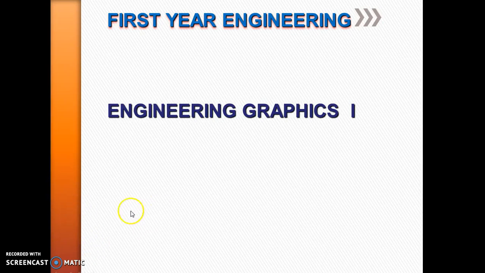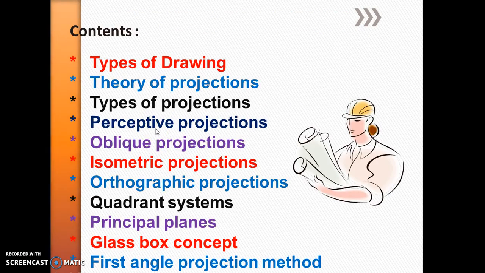Today we study topics such as engineering graphics 1. It includes content such as engineering drawing, theory of projection, and types of projection, which include perspective projection, oblique projection, isometric projection, and orthographic projection. These are the main four types of projection. Then we study the quadrant system, which includes principal planes, the glass box concept, and the first angle projection method.